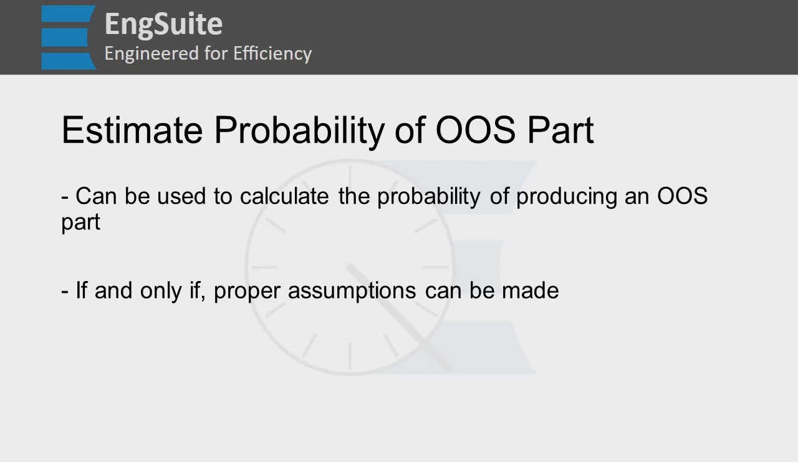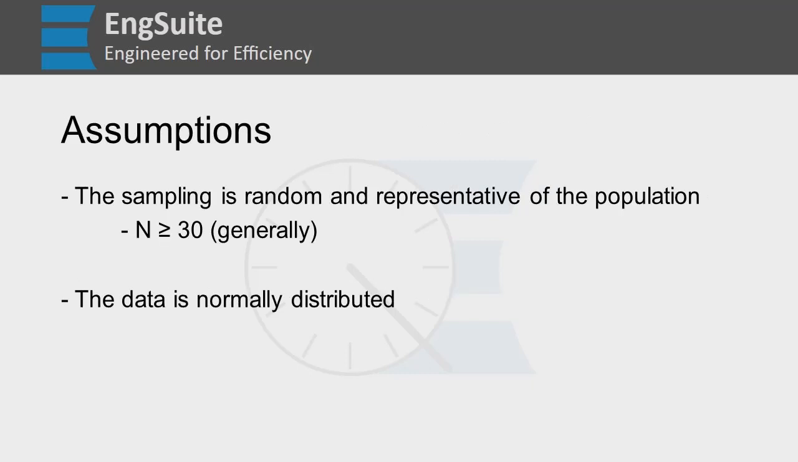The problem is we can only use these capability indices if and only if proper assumptions can be made. So what are the assumptions for capability? Well, the first is that the sampling is random and representative of the population. This is because if your sample is not representative of the population, then your capability isn't telling you about the population. Generally, your sample size needs to be greater than or equal to 30.